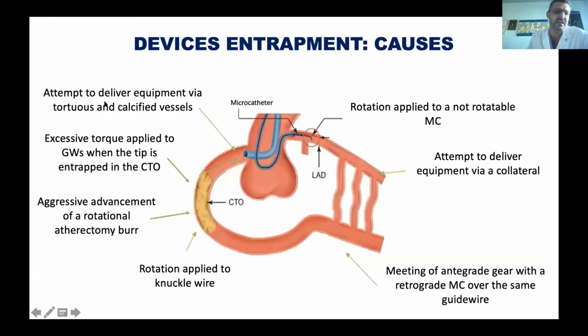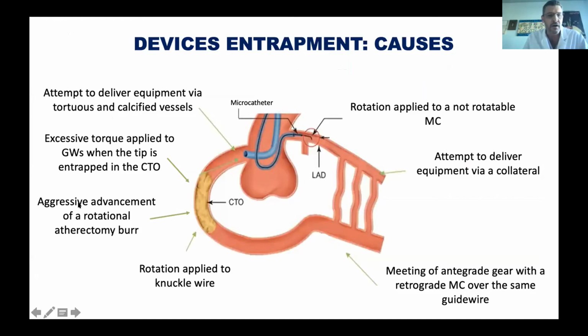It's represented by an attempt to deliver equipment via a tortuous and calcified vessel, of course, or when the operator applies excessive torque to the guide wires. When the tip of the guide wire is entrapped in the CTO, this can occur quite frequently with the Gaia wire. If you apply a torque to the Gaia wire and the tip of the Gaia is stuck in the lesion.